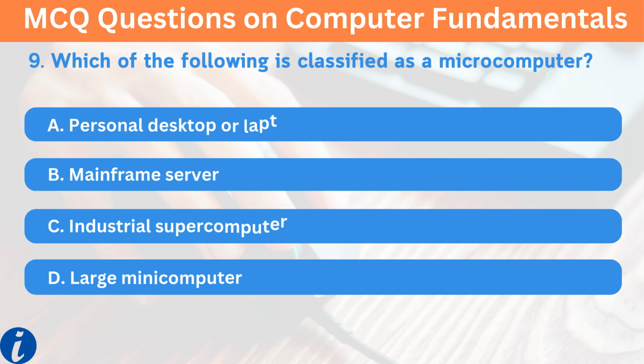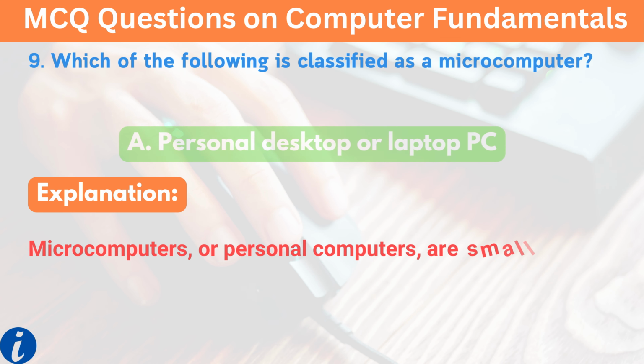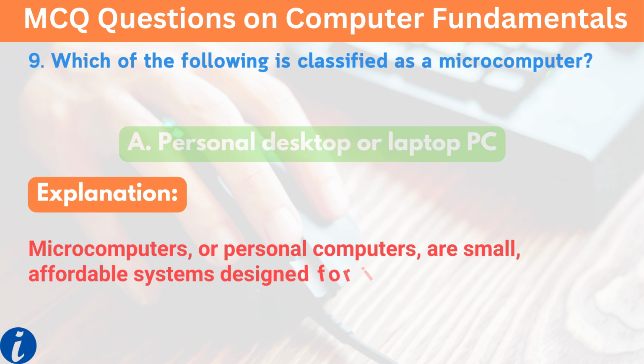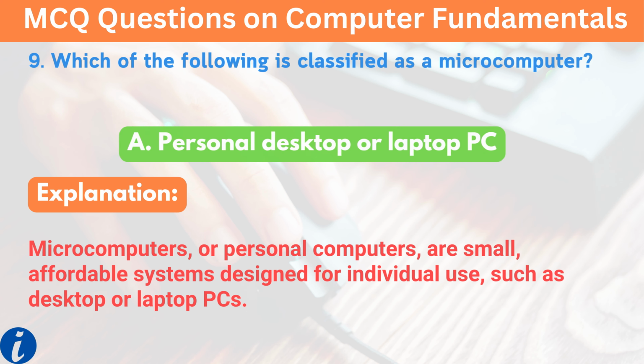9. Which of the following is classified as a microcomputer? A. Personal desktop or laptop PC. B. Mainframe server. C. Industrial supercomputer. D. Large mini-computer. The correct answer is A. Personal desktop or laptop PC. Explanation: Microcomputers, or personal computers, are small, affordable systems designed for individual use, such as desktop or laptop PCs.